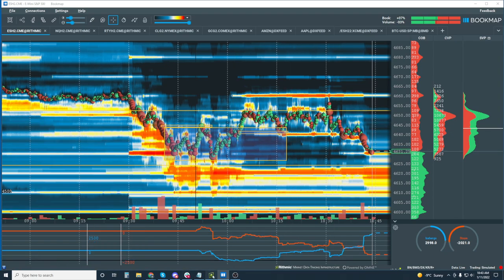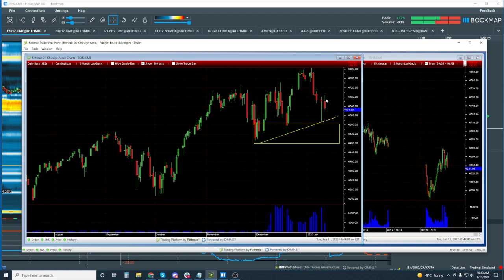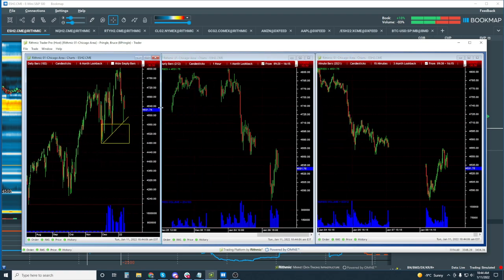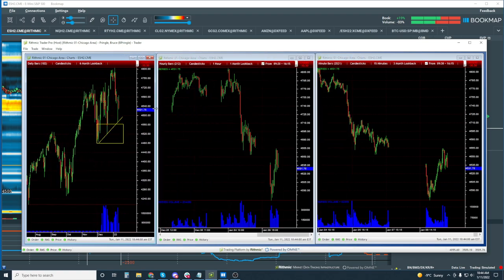Let's take a look at it. Let's just go back here. All right, so you can see we had our first test of the trend line. Now let's go back here and take a look at the hourly chart. Okay, well, we filled the gap here. And that's a lot of what's going on here. So it came up, filled the gap, and then sold off.